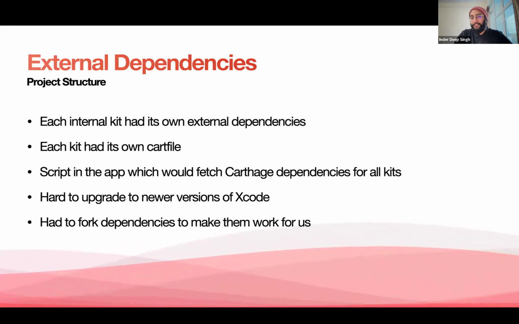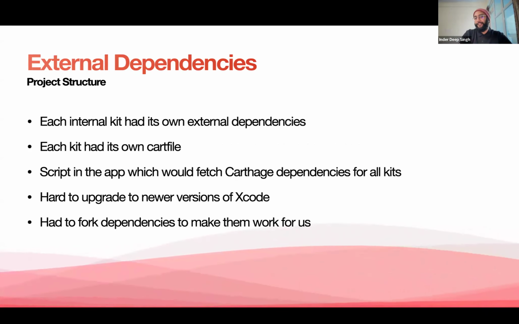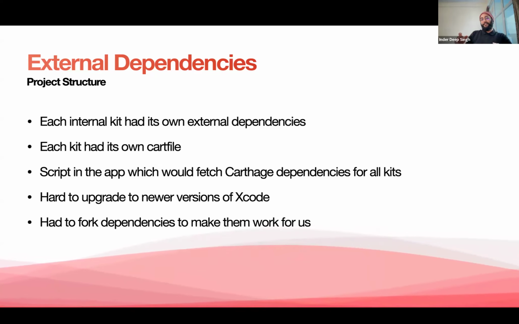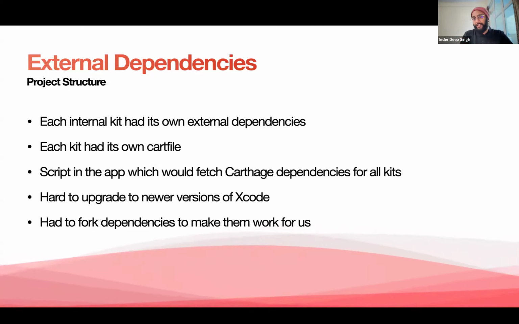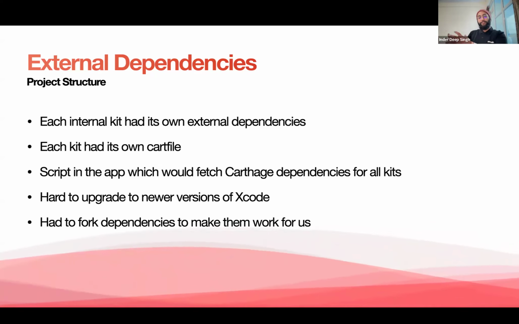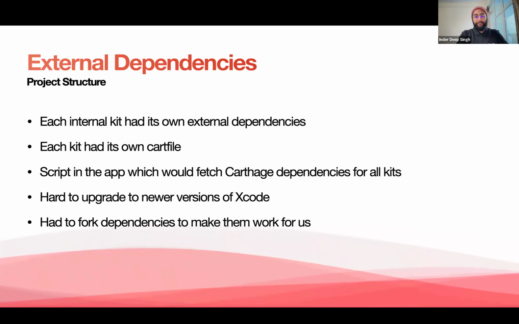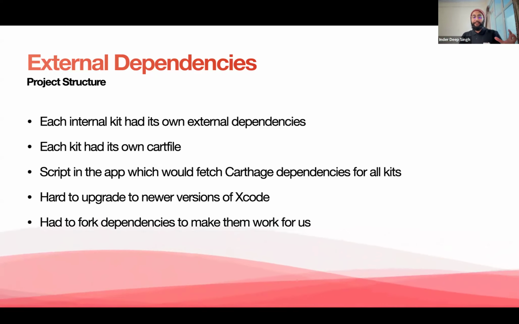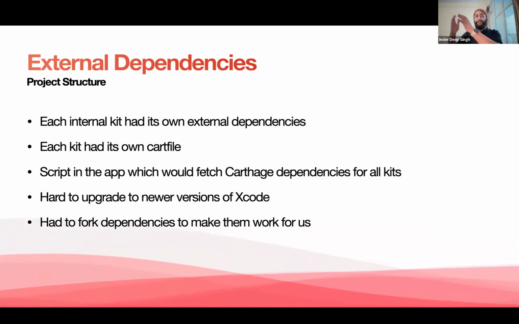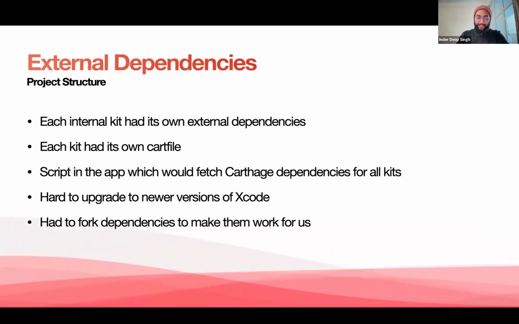So this was the structure of the internal code that we were writing. And externally, of course, there are external dependencies for any sort of project. So for us, each internal kit, let's say the network kit, would have an external dependency, maybe like Alamofire. But that was imported using Carthage. So every kit would have its own Cartfile, and then there was a script in the main app's folder, which would go into every kit's Cartfile and import the dependencies.